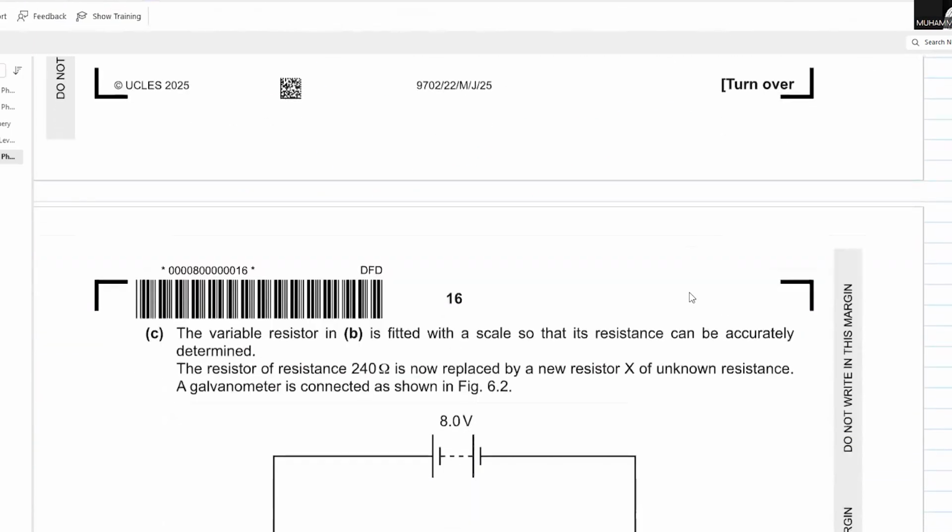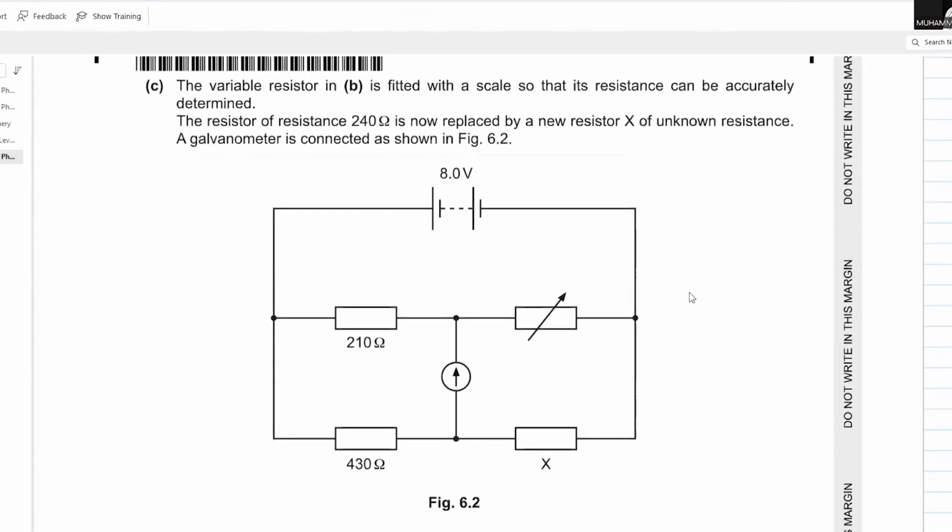Let's further move ahead. The variable resistor in B is fitted with a scale so that its resistance can be accurately determined. The resistance of the resistor 240 ohm is now replaced by a new resistor X of unknown resistance. A galvanometer is connected as shown in figure 6.2. ठीक है बेटा, यहाँ पे 240 ओम रेजिस्टर की जगह आपने एक न्यू रेजिस्टर लगा दिया है X.